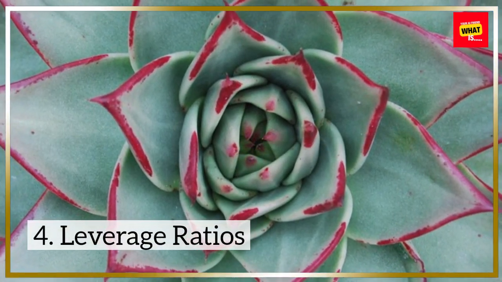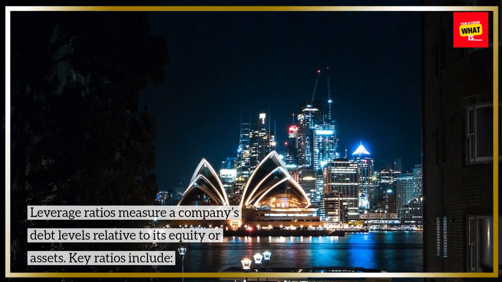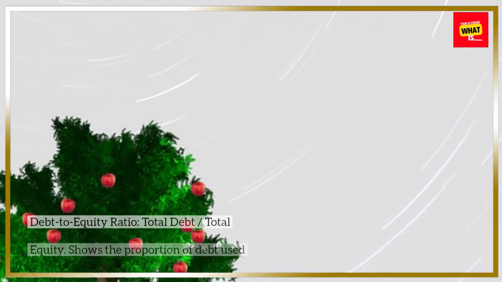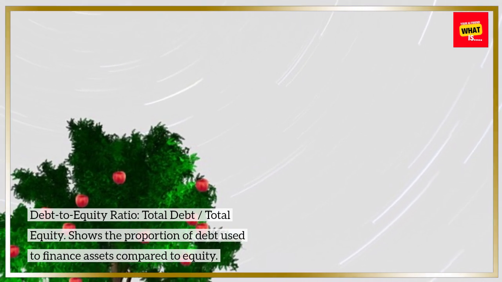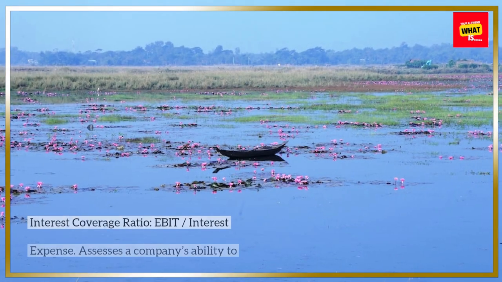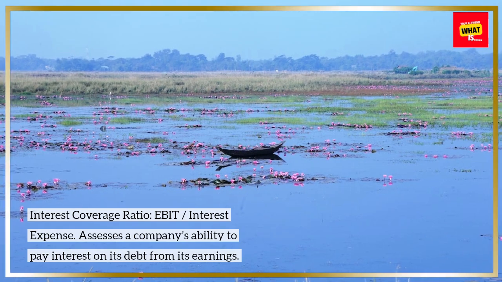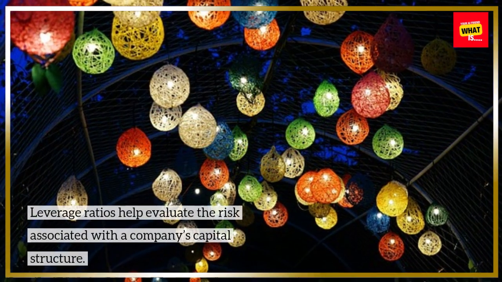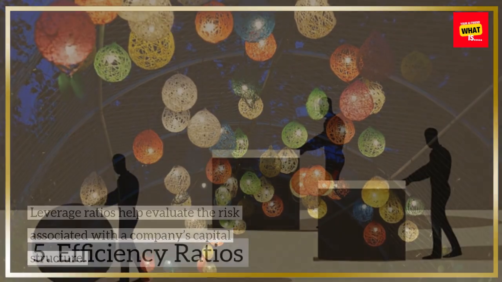4. Leverage ratios. Leverage ratios measure a company's debt levels relative to its equity or assets. Key ratios include debt-to-equity ratio: total debt divided by total equity. Shows the proportion of debt used to finance assets compared to equity. Interest coverage ratio: EBIT divided by interest expense. Assesses a company's ability to pay interest on its debt from its earnings. Leverage ratios help evaluate the risk associated with a company's capital structure.